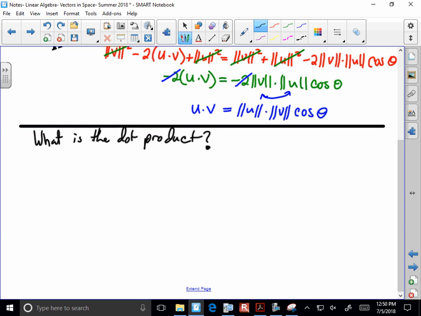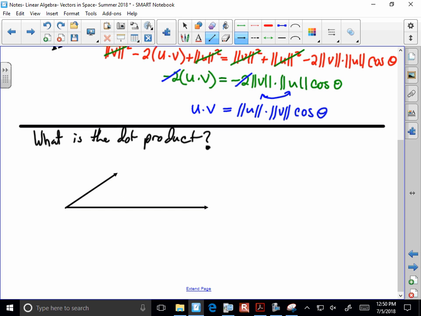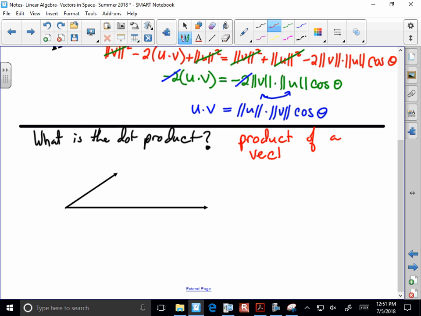Like, what is it? What is it? It's 2. It's 0. It's 20. What is it conceptually? So, let me draw two vectors. I'll keep it relatively simple. One horizontal. All right. So, what it actually is, the product of a vector and the component of another vector acting in the same direction.